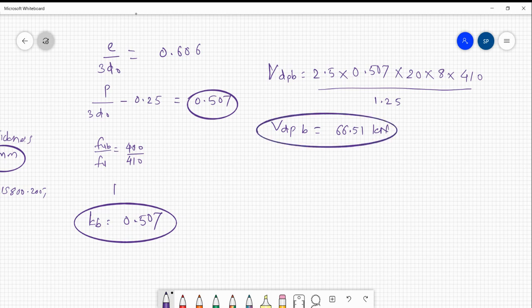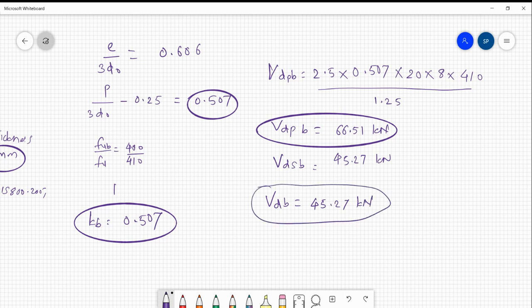So VDSB was 45.27. This is the value of VDSB and VDPB. Out of these two, the least value we have to take as the design strength of bolt, or bolt value: 45.27 kilonewton.